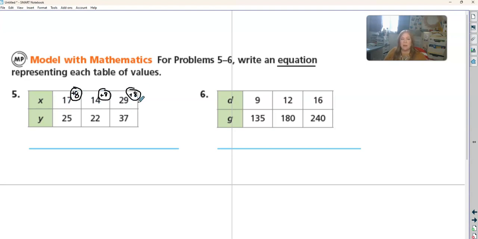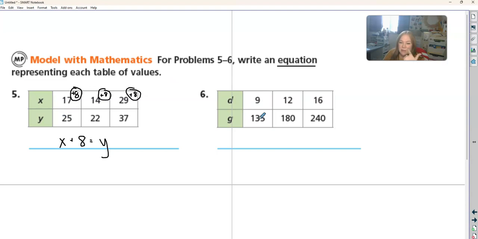So no matter what this is, right? It's X. I can put in any number. So I'm going to start with X. And what did we do? We added 8, and that equals the Y. So we're just using these numbers to find the pattern. We do it to the first one, and it equals the second one. So let's try out this one.